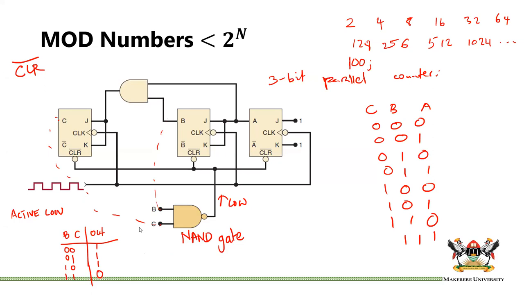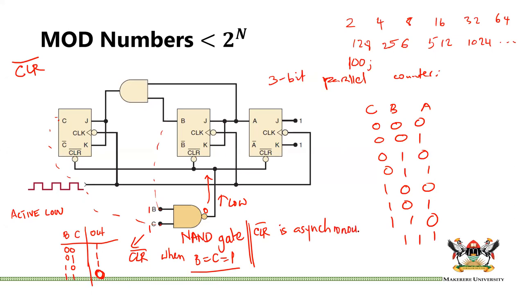Now, we have seen from this table that we will clear when B is equal to C is equal to one, because that's when our output becomes zero. So when we have a one and a one here, this becomes zero, and that goes and clears this. Now, another thing we need to remember is that the clear input is asynchronous. In other words, it does not wait for the clock pulse for it to act. Once the clear input is active, immediately it will clear the flip-flops, okay? So with those facts, now we can continue.